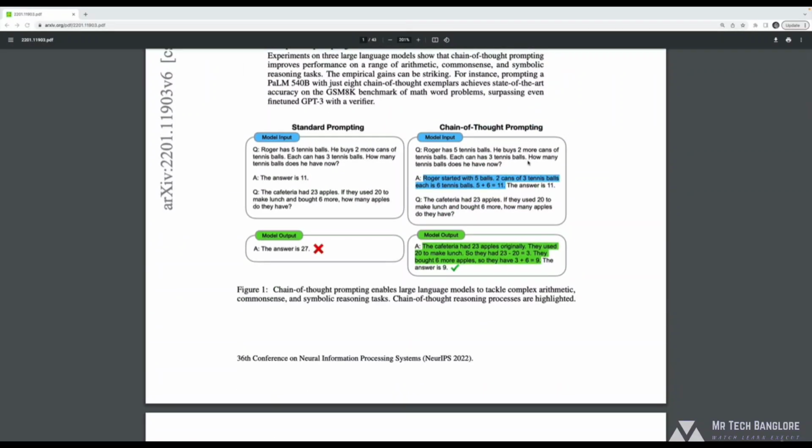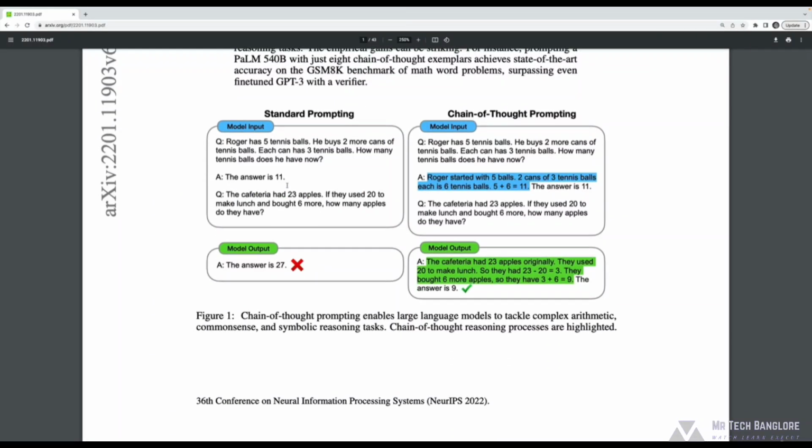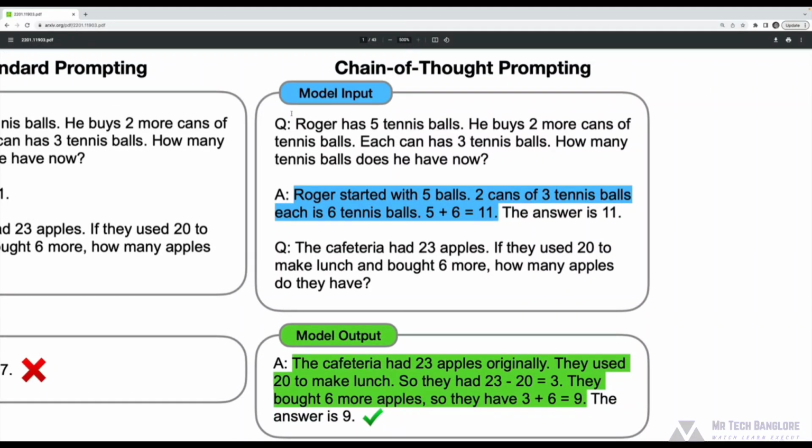So by providing, in this example, this is one of the early papers on this topic, simple textbook math problems, word problems for elementary students. The cafeteria had 23 apples. If they used 20 to make lunch and bought 6 more, how many do they have? Certain models get that wrong. But then in this chain of thought version over here, let's see if I can zoom in a bit, the prompt is a little different.